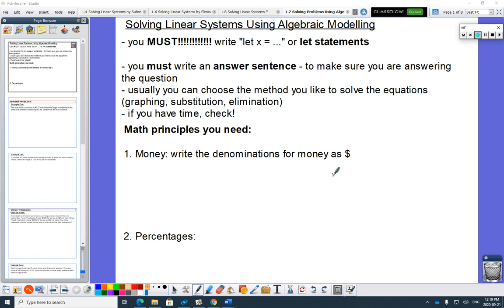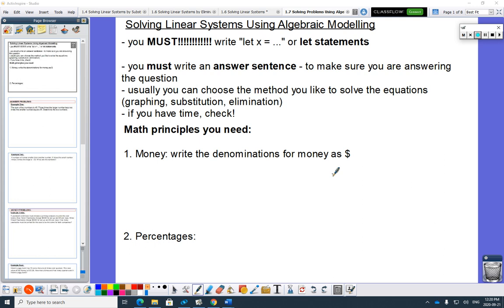You can solve these problems usually using trial and error. That's not what we're aiming for here, okay? So you have to write your own equations, and then you can choose the method you want to solve it. Most people do not pick graphing ever, okay? Sometimes if an equation has the variable already isolated, then they'll choose substitution, but a lot of people often choose elimination, but it doesn't matter. You're not going to get more marks for doing one over the other, okay?